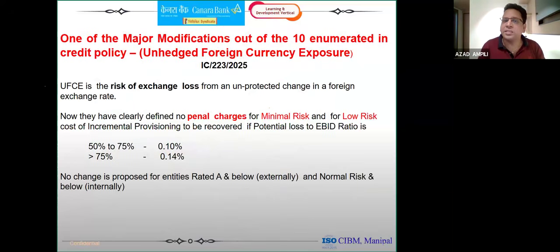See, this year in the credit policy, they have done 10 major modifications. In those 10 major modifications, two modifications pertain to foreign currency.